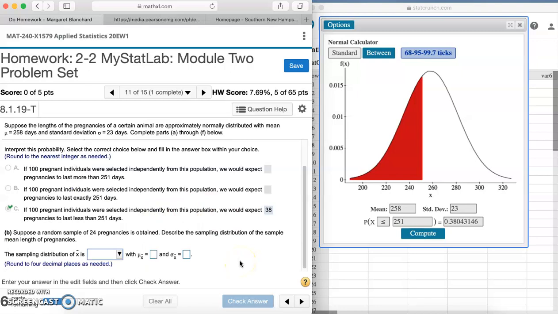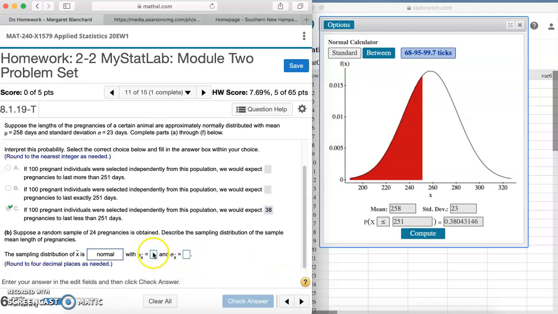All right, part B. Suppose a random sample of 24 pregnancies is obtained. Describe the sampling distribution of the sample mean length of pregnancies. So the central limit theorem tells us that regardless of the underlying population, the sampling distribution of those sample means. So if we were to take now, well, let's not get into too much of this. We know that the sampling distribution of X bar is going to be approximately normal.